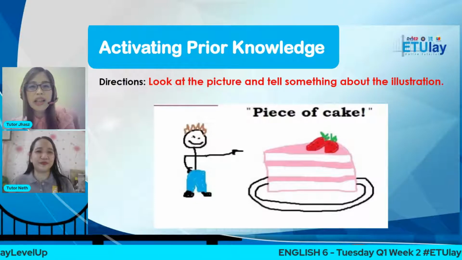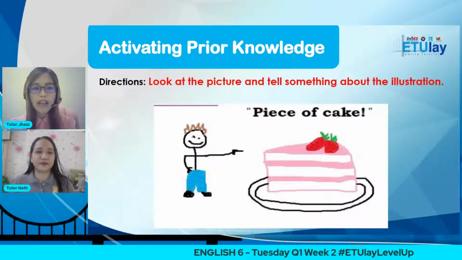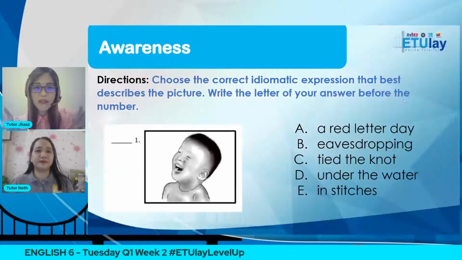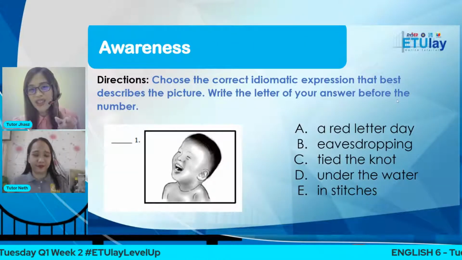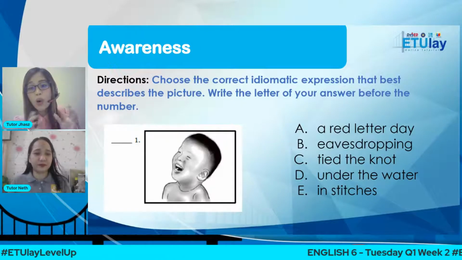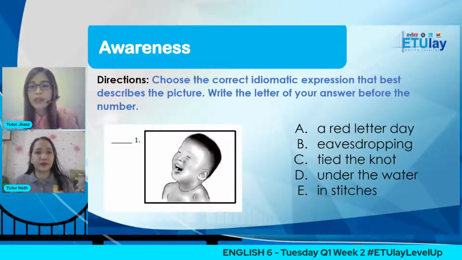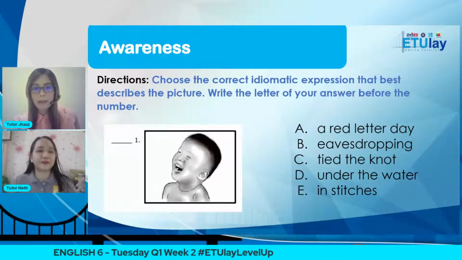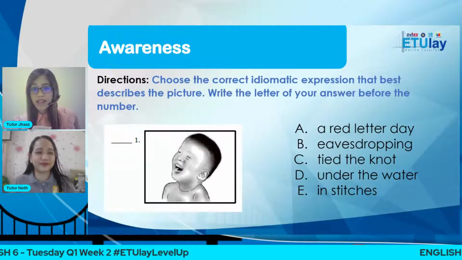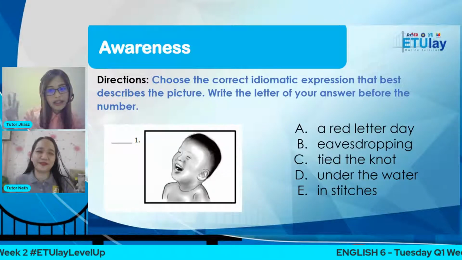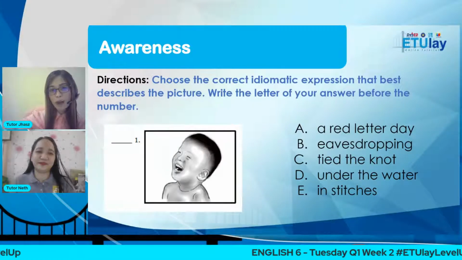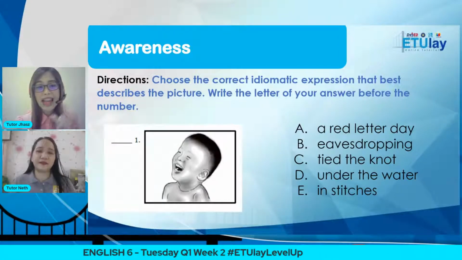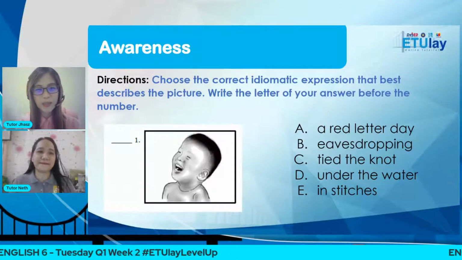Okay, since you did so well in the activity earlier, what we have now is this. Okay, taran! What do we have there, Tutor Net? Okay, another activity for you, English warriors. All you have to do here is to choose the correct idiomatic expression that best describes the picture. As you can see, I have the picture there, and on the right side, your options. All you have to do is write the letter of your answer in our comment section. Are you ready?